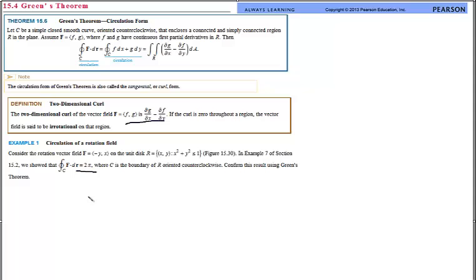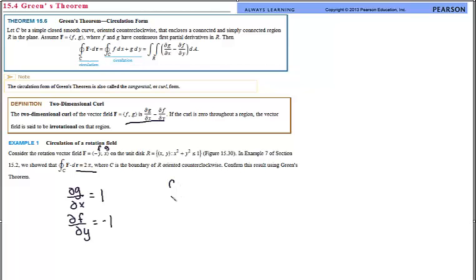So in order to find circulation, we are going to need to know the partial of G with respect to x, and we're going to need to know the partial of F with respect to y. So let's look at our function, this is f and this is g. So the partial of g with respect to x is 1. The partial of f with respect to y is -1.